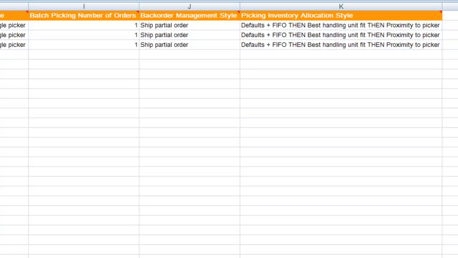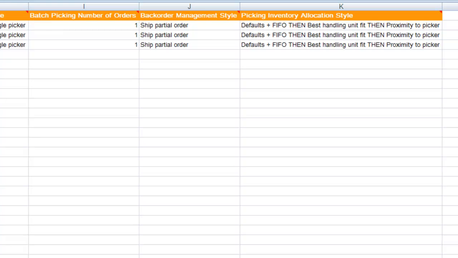Backorder management style controls how OC manages orders that cannot be fully allocated with available inventory. Currently, the only valid option is ship partial order. Picking inventory retrieval style controls how OC allocates inventory to the order and determines which handling units will be picked or picked from.